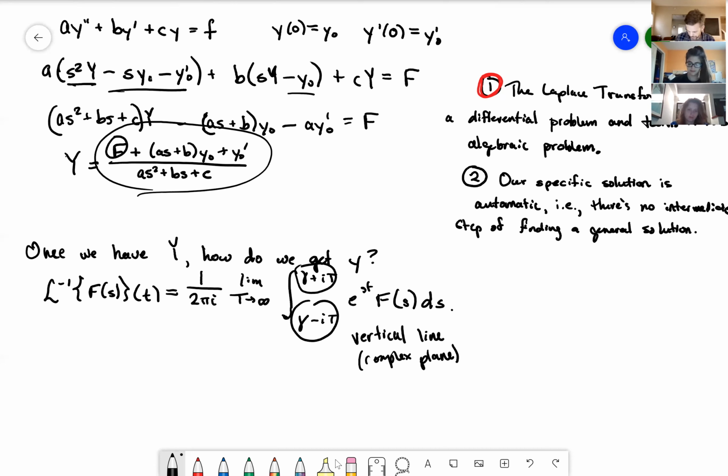Also, we need to know something about this F of s. We need to know where all of its singularities are. These are sort of like the places where it's not really well defined. This gamma, for real values of gamma, or x coordinate if you think of that in the plane, is going to be to the right of all of those singularities, and F of s has to be bounded on that entire line. Okay.